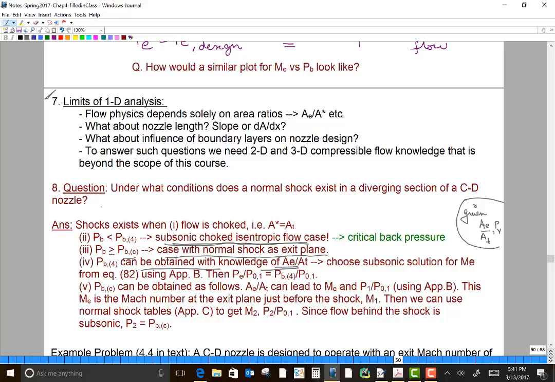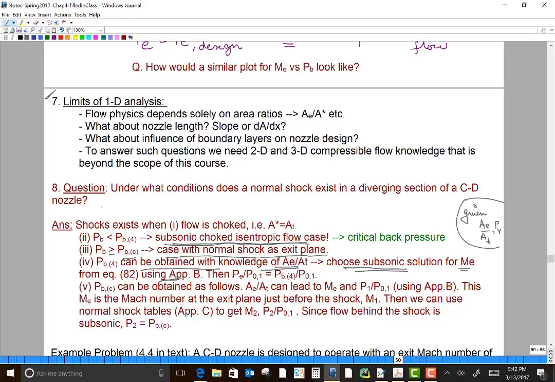So the flow is choked, so AT, the throat area, is also the same as A star, which means you can look into isentropic flow solutions or Appendix B in your tables. Say AE by AT is 2, then you can compute what the two roots are for that value of AE by AT. One is going to be a subsonic flow solution, another is a supersonic flow solution. So you choose the subsonic solution for ME from Appendix B.